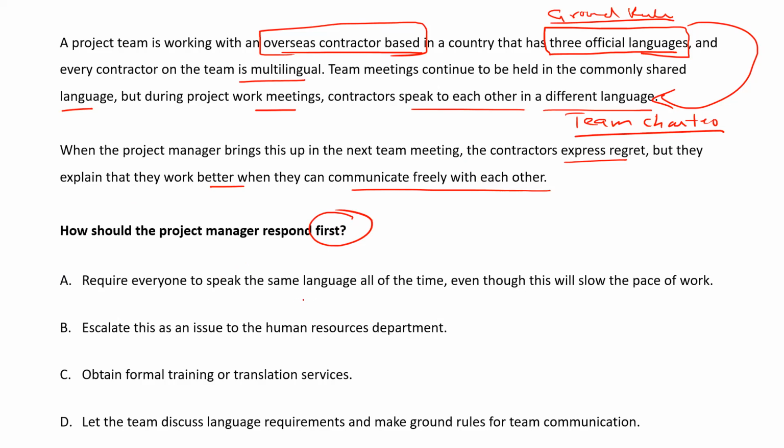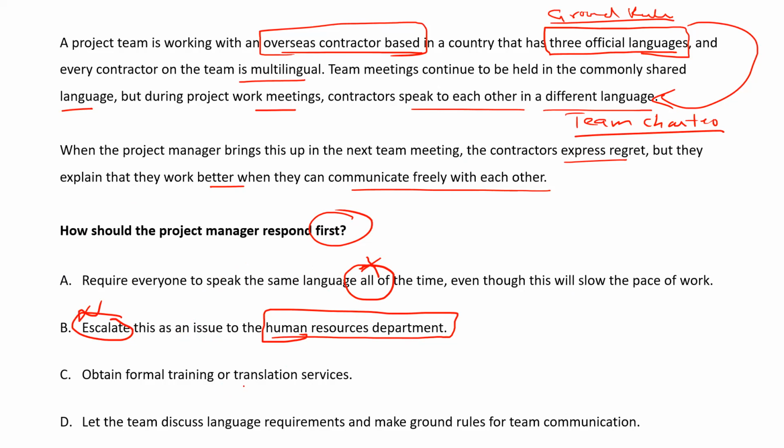Require everyone to speak the same language all of the time, even though this will slow the team down. When you see "all", what I told you, it can never be the right answer. I don't care what is written next. Escalate this as an issue to the human resource department. You are the project manager, or rather the human resource department is the project manager. So this is gone.